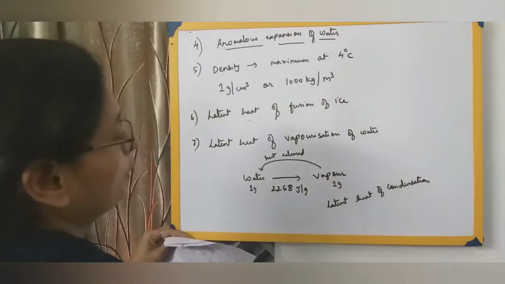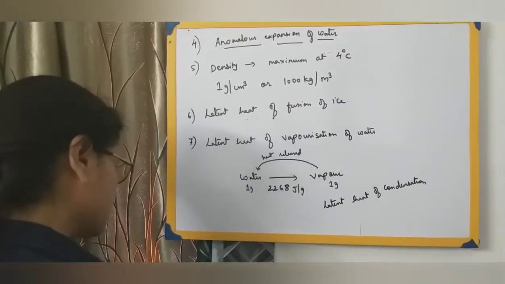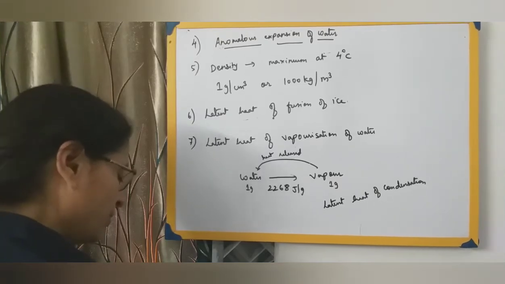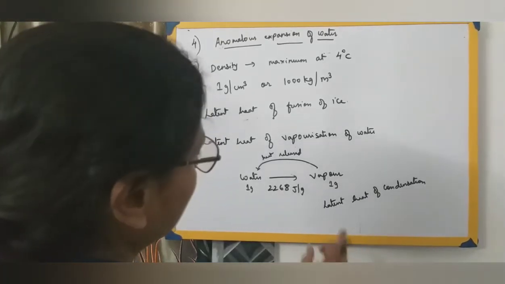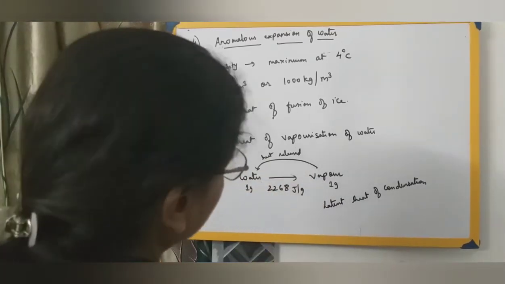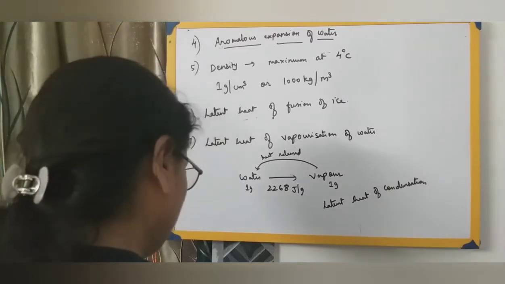Because vapor is changing into water, the process of condensation is taking place over here. So this we call the latent heat of condensation. Is it clear? I repeat once again: vapor changing into water, heat is released, and how much heat is released? That is 2268 joules per gram of heat released.